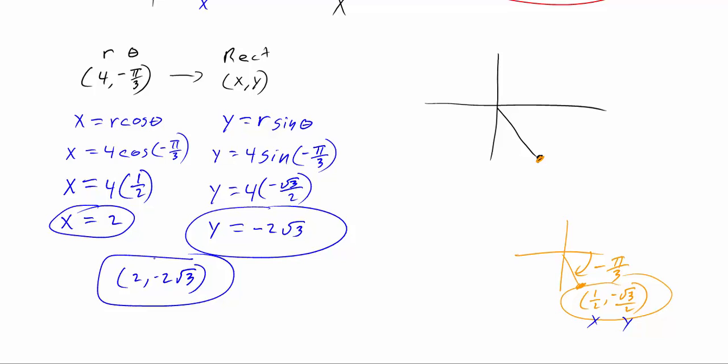Now, let's kind of verify that that is correct. If we have a positive 2, that means we would go over 2 and then down a negative 2 square root of 3, and that seems accurate to get us at this same point as the polar coordinate for negative pi over 3.